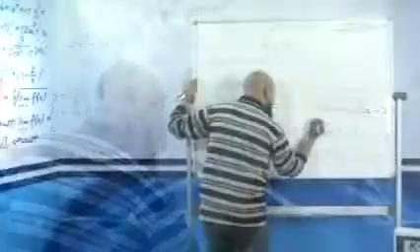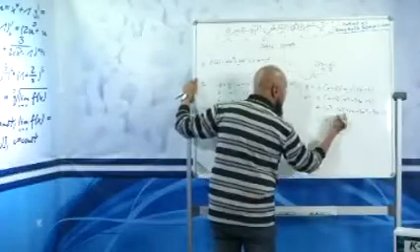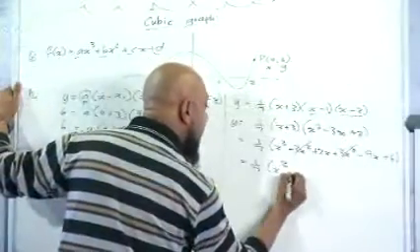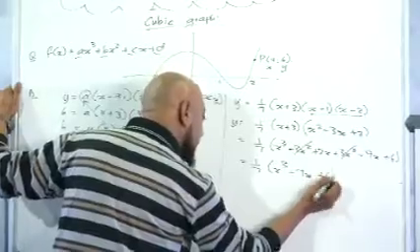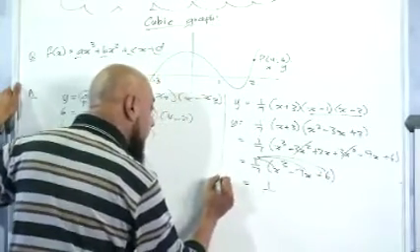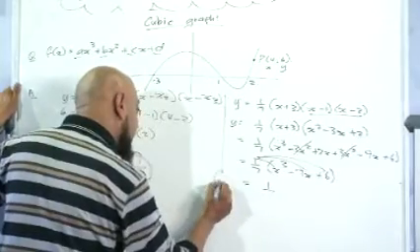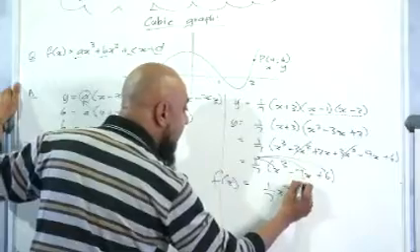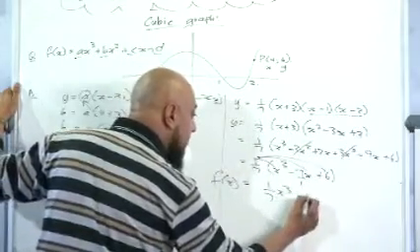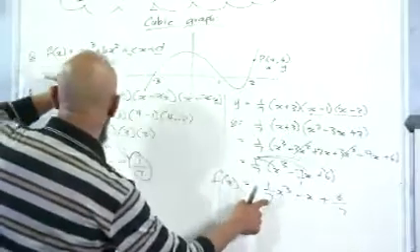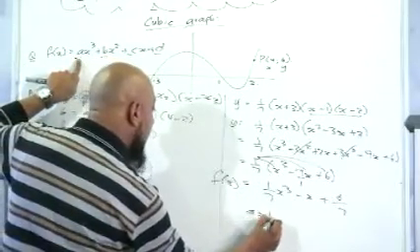Collect your like terms. 1 over 7 into x cubed, minus 3x squared plus 3x squared will cancel out. Plus 2x minus 9x is minus 7x, plus 6. Now multiply the 1 over 7 inside. So I'll get my final answer, y or f of x. F of x is equal to 1 over 7 x cubed minus, now that's over 1, 7 over 7 is 1x, so minus x plus 6 over 7. So this is your a value. A is equal to 1 over 7.